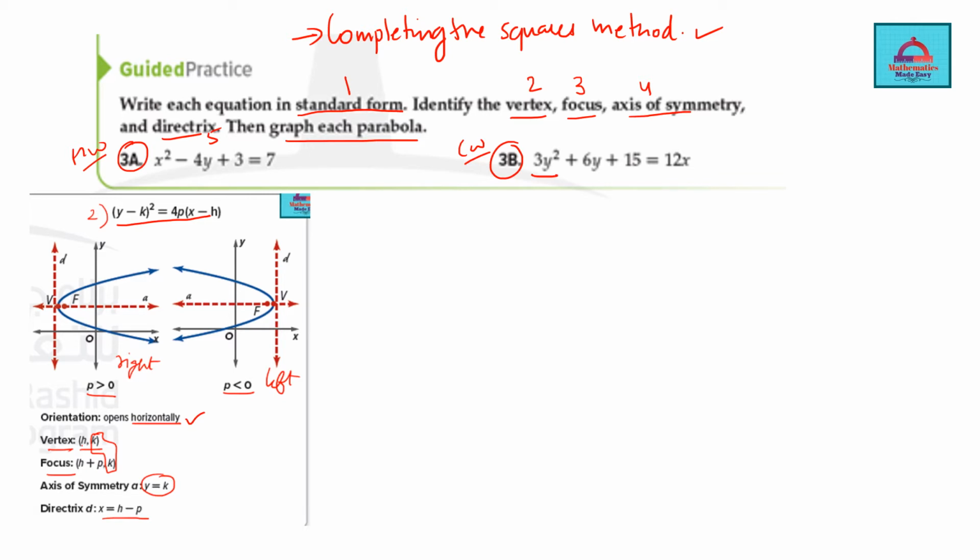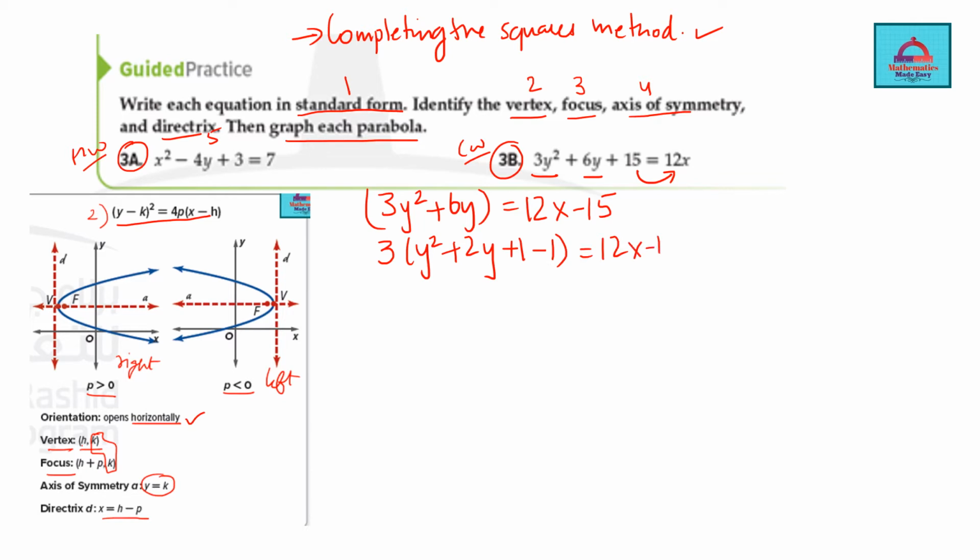So first we'll collect the y square terms on one side. So 3y square plus 6y is taken together, remaining everything else taken on the other side. So 12x minus 15. This 15 goes here. Now what is the common term here? The common number is 3, so we take it out and we are left with y square plus 2y. Now in order to convert this to a perfect square, I will add 1 and subtract 1 so that the equation is unchanged. So this is 3 times a square plus b square plus 2ab.